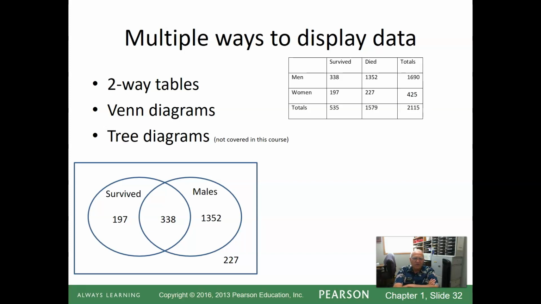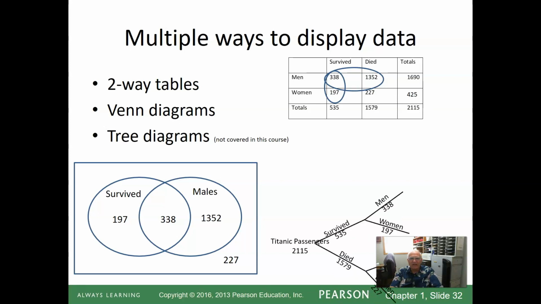There were 338 plus 197 who survived, but 338 of those were males. So the 338 is the intersection of the males and the survivors. And that's how you show things in a Venn diagram. We'll use Venn diagrams a little bit more when we get to our section on probability. So you see how those numbers are being used to get the display in the Venn diagram.